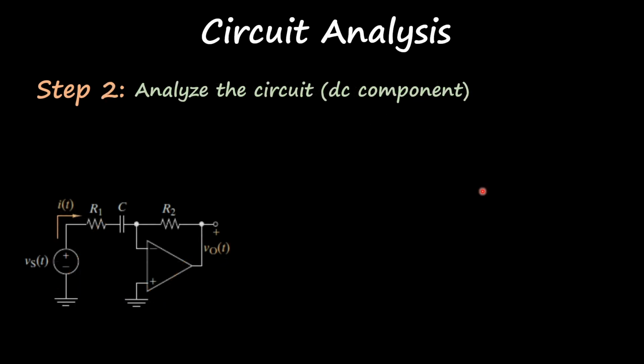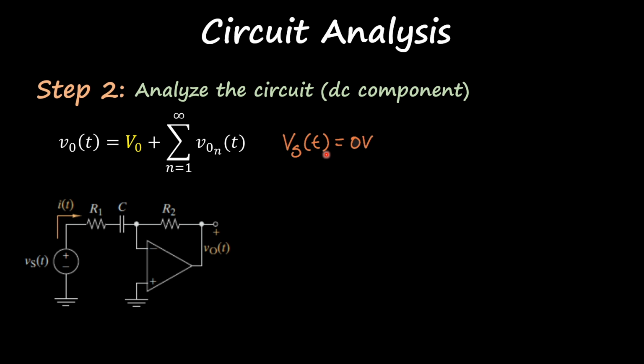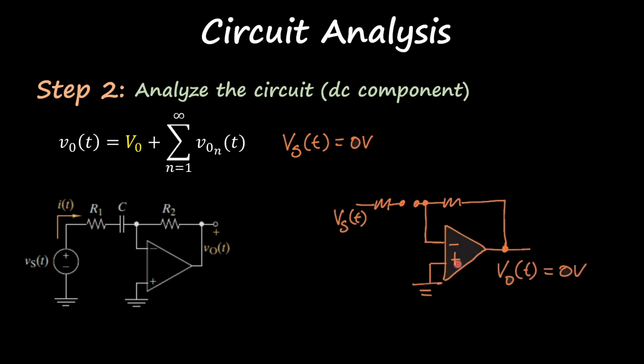Let's go over step number 2, analyze the circuit in DC. So we're trying to find V0, this first V0 over here in yellow. My Vs of t in DC is 0 volts, we just saw on the previous step. And in our case here, our capacitor is going to be an open circuit.